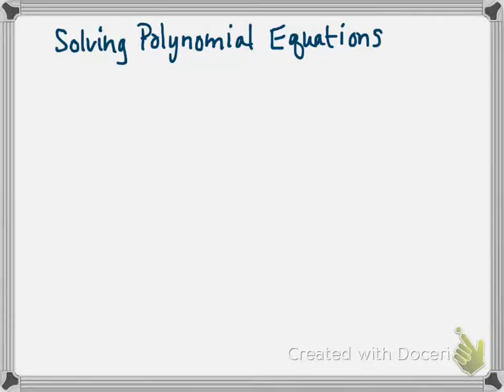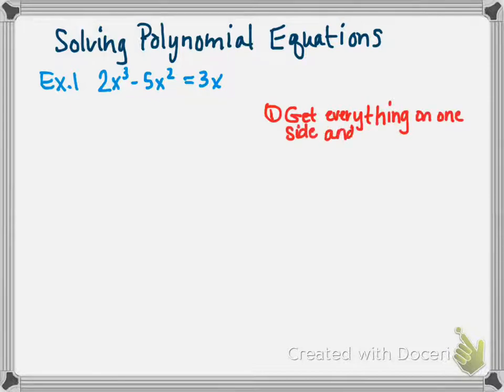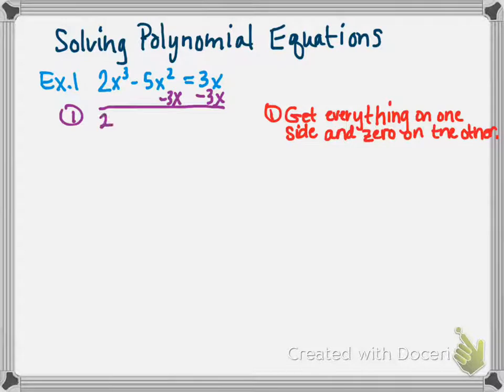Solving polynomial equations. For example, 2x cubed minus 5x squared equals 3x. When solving equations like this, first we'll get everything on one side and 0 on the other. I'm going to move everything to the left-hand side since that's where my highest degree term is. So I will subtract 3x from both sides, and I'll get 2x cubed minus 5x squared minus 3x equals 0.